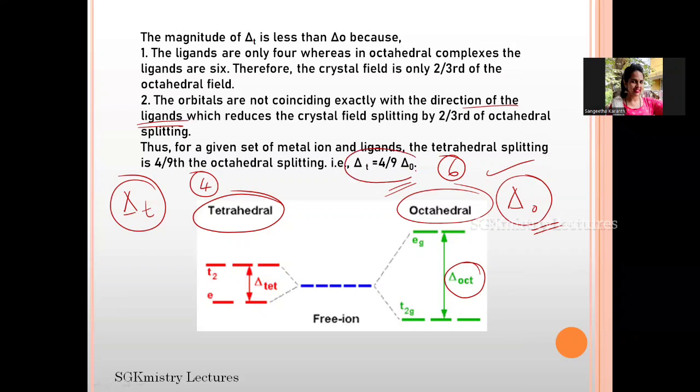The relationship between these two delta values is given as delta T is equal to 4 by 9 into delta O.